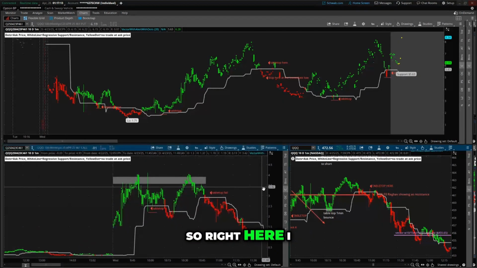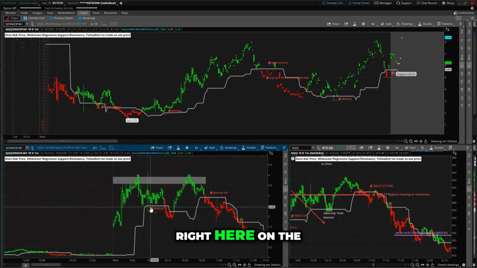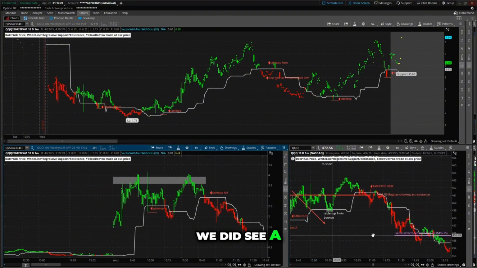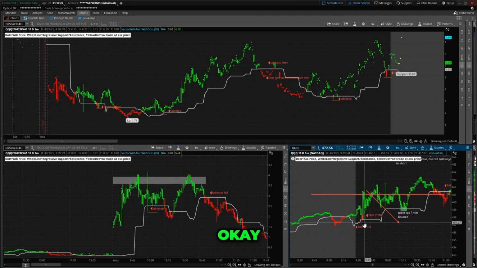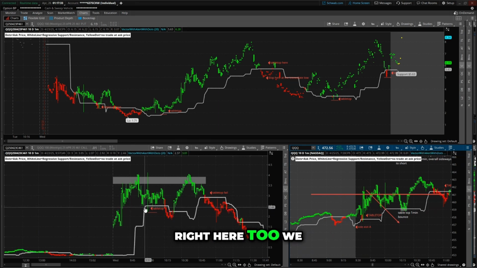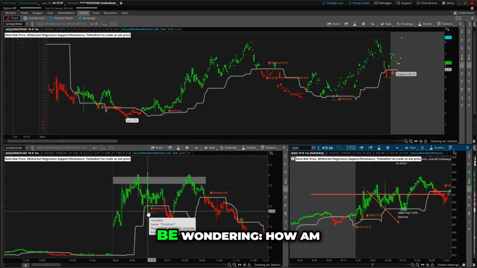So right here, I told you earlier too, we use the tabletops or the side exit as our entries. Okay, right here on the call con, we did see a tabletop right here. Okay, and the same thing we saw on QQQ, which is the underlying. Right here, we saw a tabletop. Right here, too, we did see a tabletop. Okay, and now you must be wondering, how am I supposed to keep my stops?